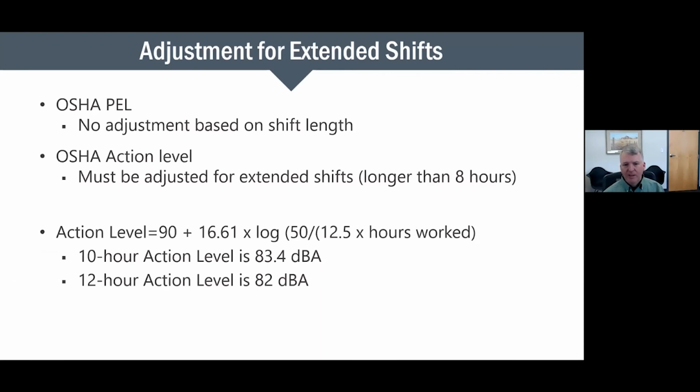However, the action level, from the Hearing Conservation Amendment, must be adjusted for extended shifts longer than 8 hours, because it's based on 8 hours. So there's a mathematical formula for it, but really what you need to know, unless you have some kind of unusual number, a 9 or 11-hour shift, is that for the most part, most companies work either 8s, 10s, or 12s. So the 10-hour adjusted action level, if you plugged 10 in there, you're going to get 83.4, and the 12-hour action level is 82. So if you go to a 12-hour shift, your action level is going to be 82.